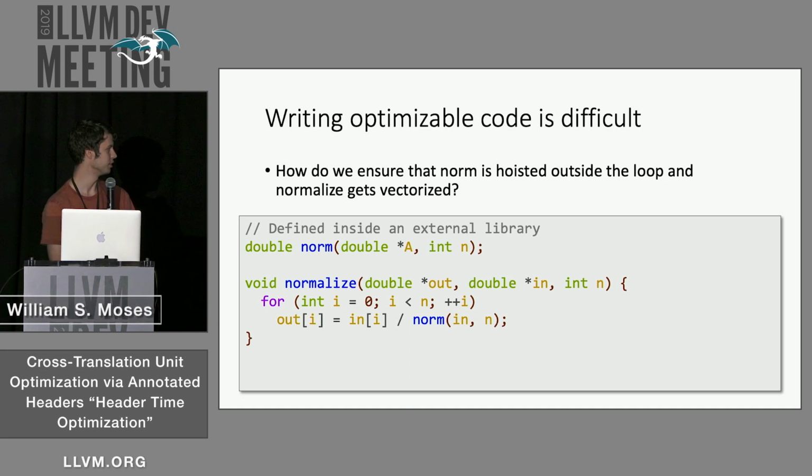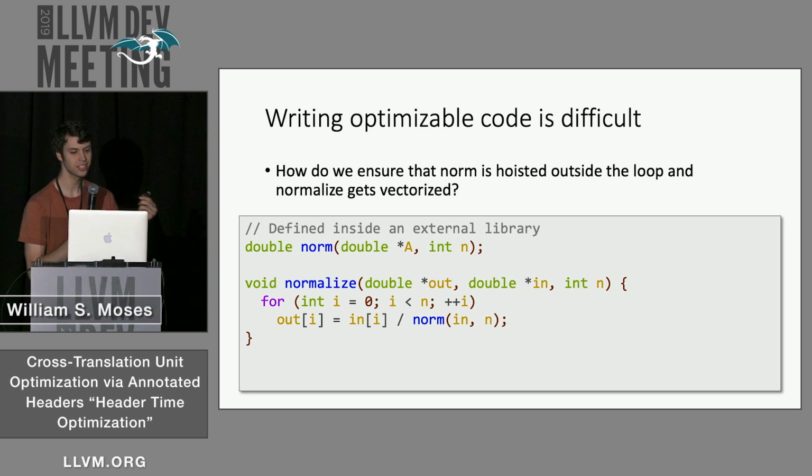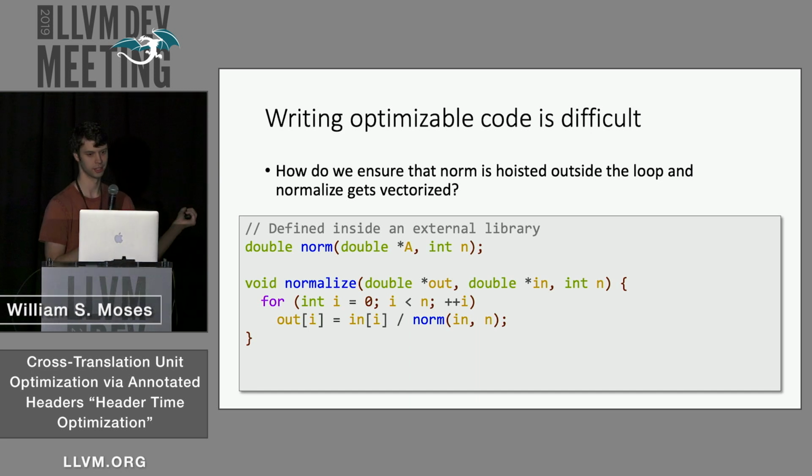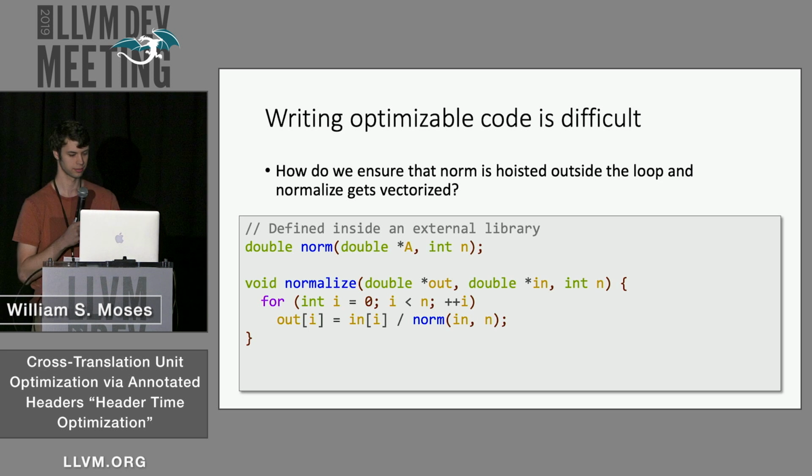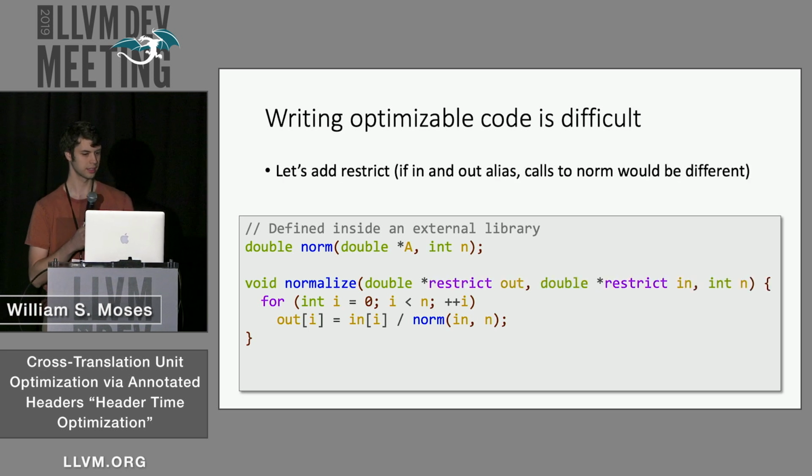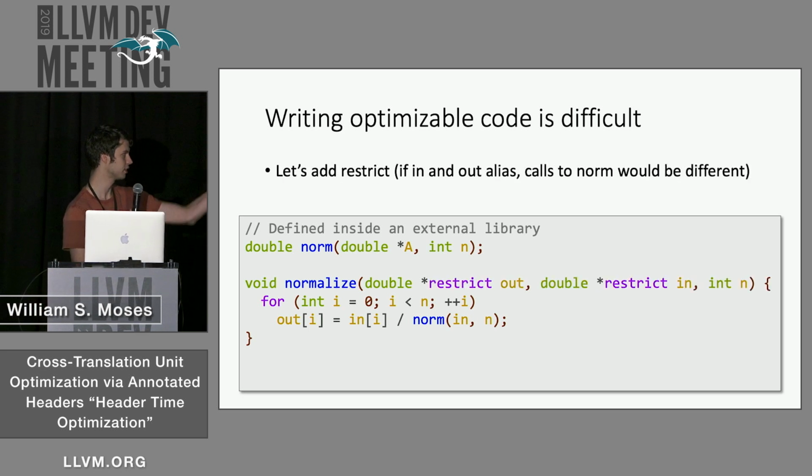And what do we do to make sure that norm is actually hoisted outside of the loop, and as a consequence, also normalize gets vectorized? So the first thing that we can try to do is add restrict to the pointers on top of normalize, which prevents a conflict between in and out and potentially overwriting the same data, which would mean that you'd get a different magnitude every iteration.